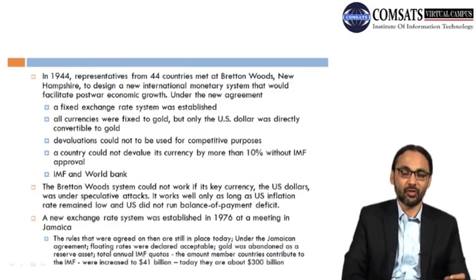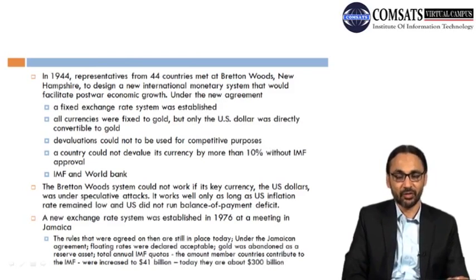In 1944, representatives from 44 countries met at Bretton Woods, New Hampshire, to design a new international monetary system that would facilitate post-war economic growth. Under the new agreement, a fixed exchange rate was established. All currencies were fixed to gold, but only the US dollar was directly convertible to gold. Devaluation could not be used for competitive purposes. A country could not devalue its currency by more than 10% without IMF approval, and the IMF and World Bank, these two institutes, were established.